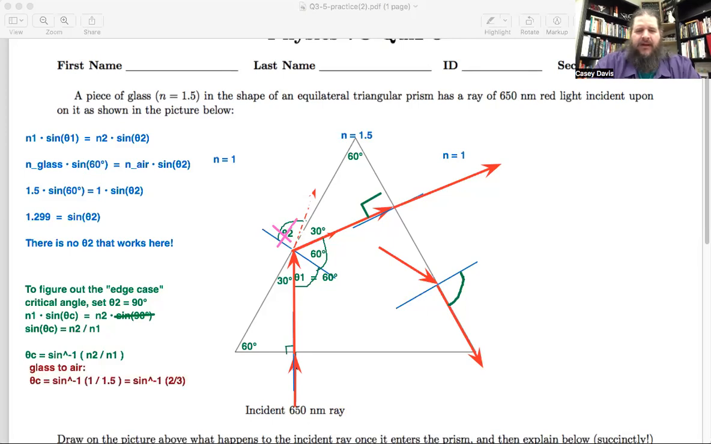Anyone happen to have a calculator handy? What is the inverse sine of 2/3? 41.8. 41.8 degrees. Thank you.